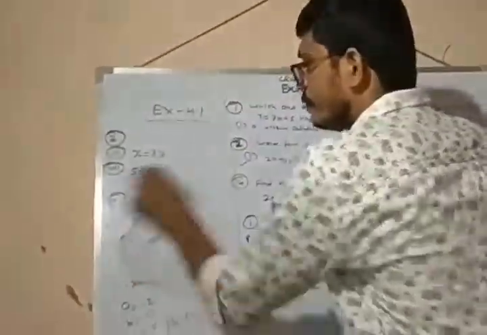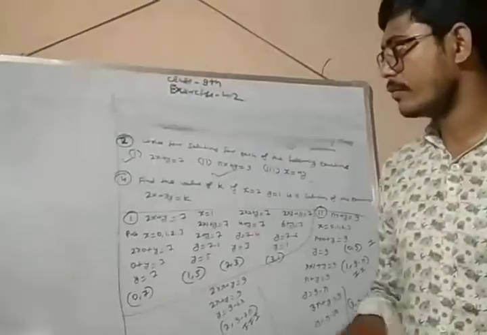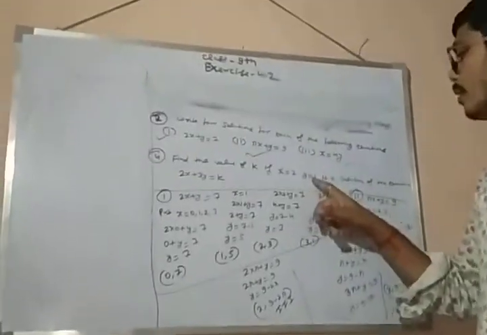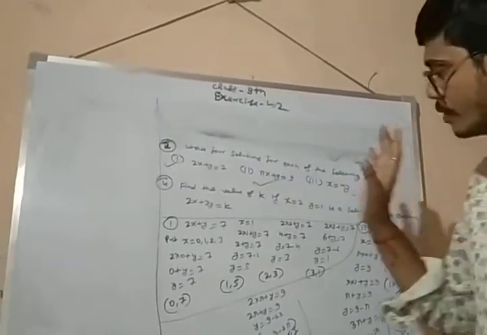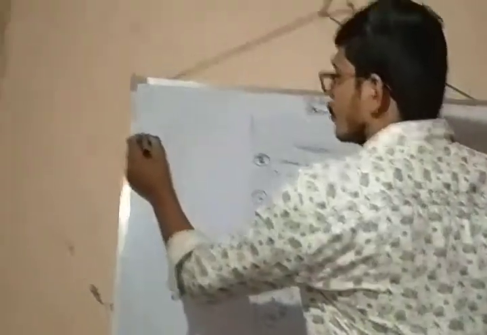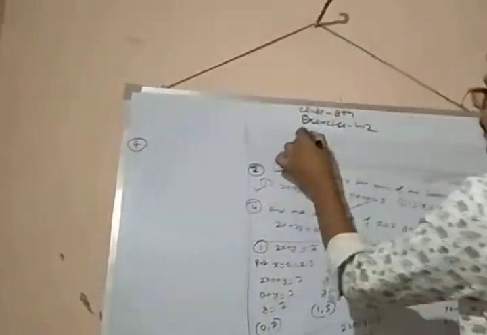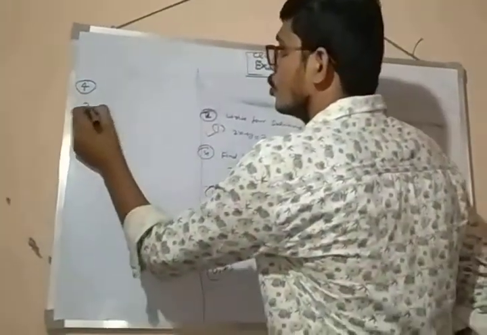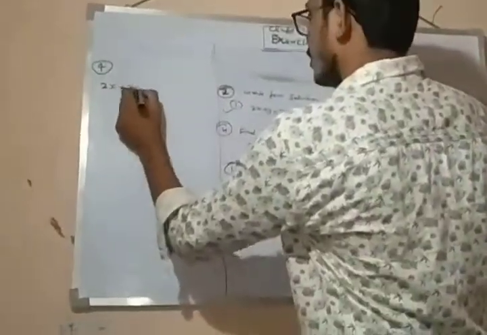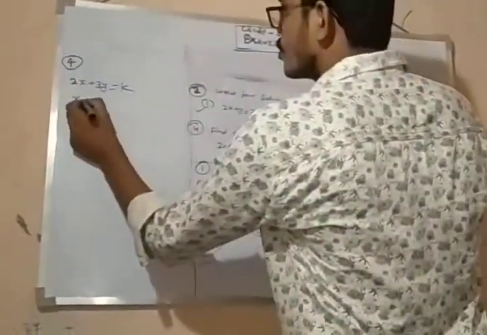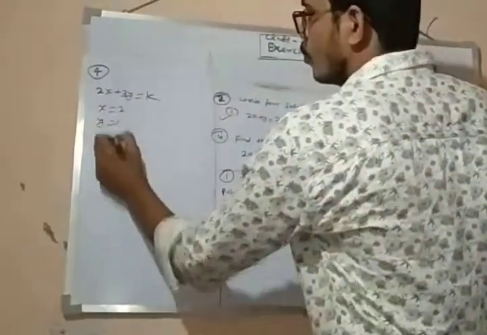Question number 4. Find the value of k if x is equal to 2, y is equal to 1 is a solution of the equation 2x plus 3y is equal to k. So now question number 4 solution, exercise 4.2, class 9th. The equation 2x plus 3y is equal to k is given, and also x is equal to 2 and y is equal to 1 are given.